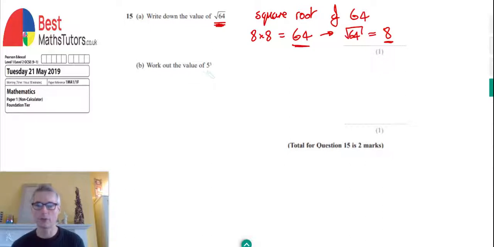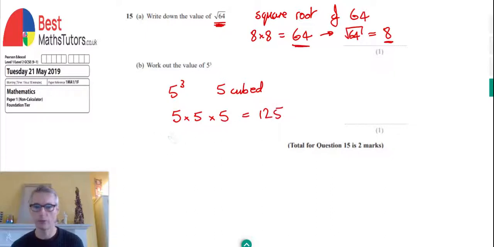Now we've got to work out the value of 5 to the power 3, in other words 5 cubed. The number at the top means how many times we multiply it by itself. So this means 5 times 5 times 5. The 3 tells us we've got three 5s there. 5 times 5 is 25, and then times 5 again gives us 125.